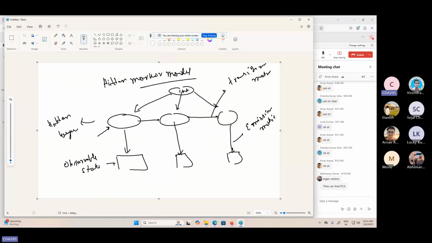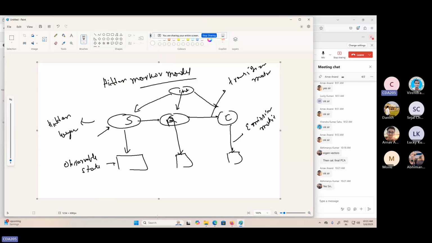Are you clear with this? We have seen a numerical on this also. For example, how to calculate the combination if it is sunny, rainy and cloudy. Everything we have seen: we have to calculate the probability, and based on that we have created that.